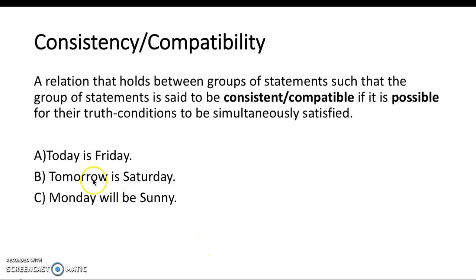So take statements A, B, and C here. These statements are in fact consistent or compatible with each other because all of these can be true at the same time. Now, even if today isn't Friday, let's assume, I don't know when you're watching this video, but let's assume that today is Wednesday. Even if today is Wednesday, if we assume that today is Friday, then it would also be true that tomorrow would be Saturday, and it could also be true that Monday would be sunny. So all of these statements are compatible with each other because they can all be true at the same time. Even if they all turn out to be false right now, it could still be the case that they can in principle be true at the same time.